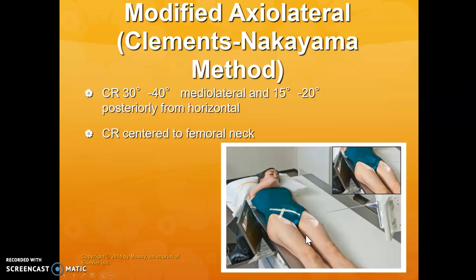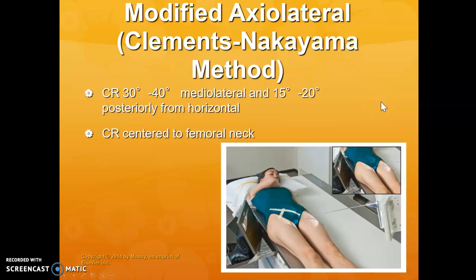So it uses a double angle. The cassette is angled this way and tilted. The tube has to angle and tilt to match. So it's 30 to 40 degrees medial lateral and 15 to 20 degrees posterior from horizontal.